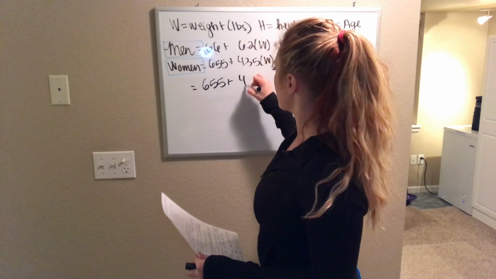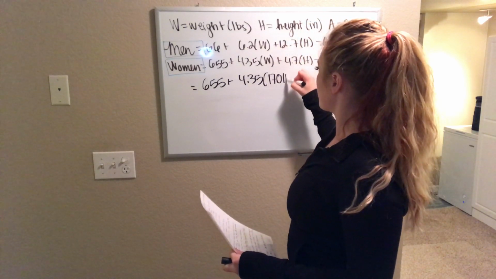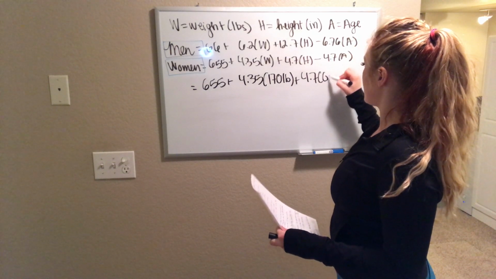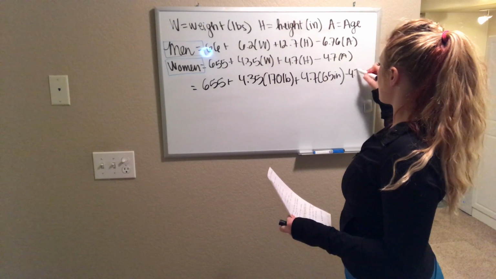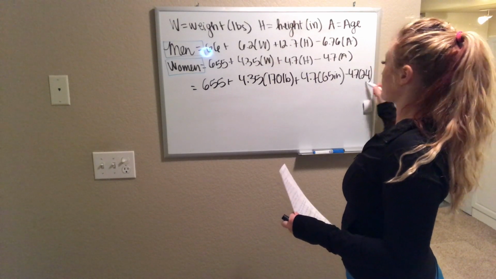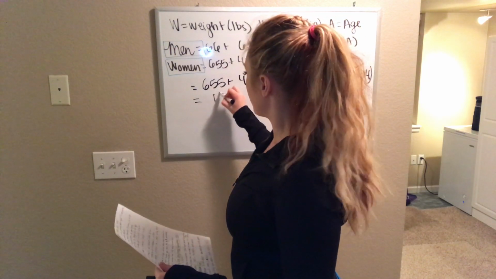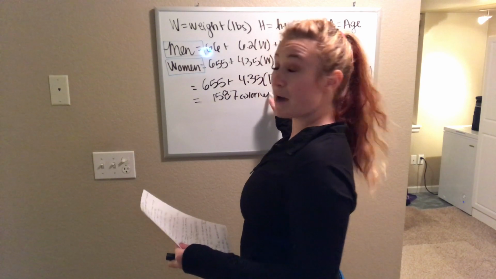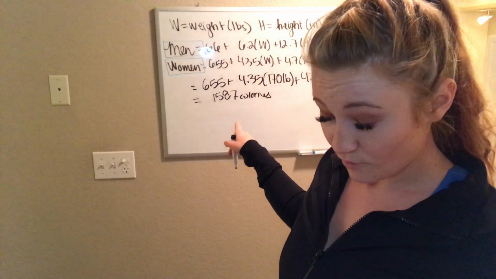I'm usually right around 170 pounds. So that's going to be here, 170 pounds. My height is 65 inches, minus 4.7 times 24, because I'm 24 years old. This is equivalent to 1,587 calories. So my metabolic rate is 1,587 calories.